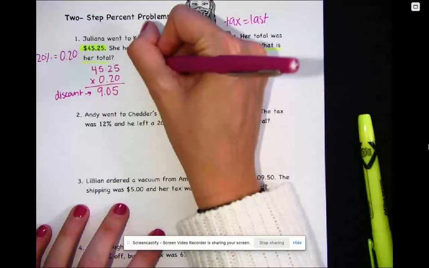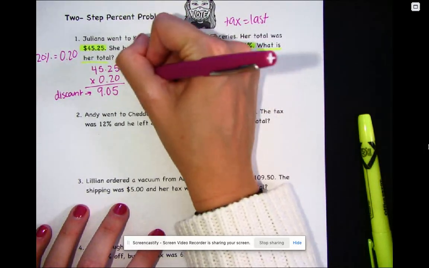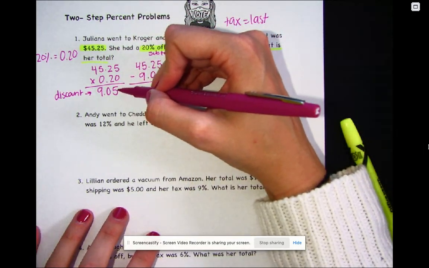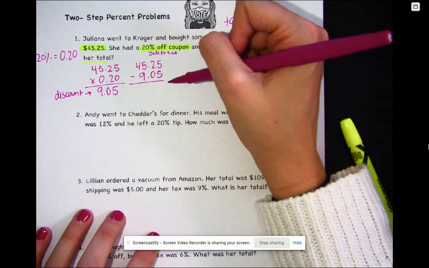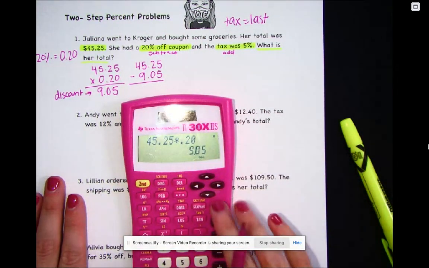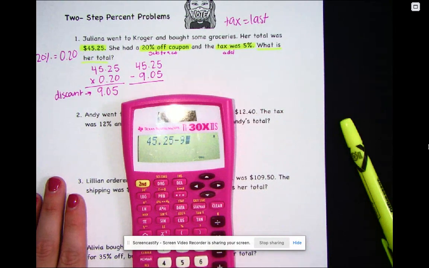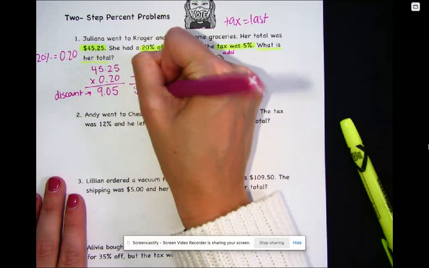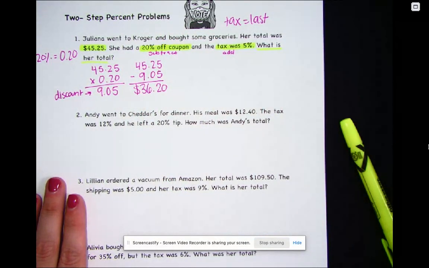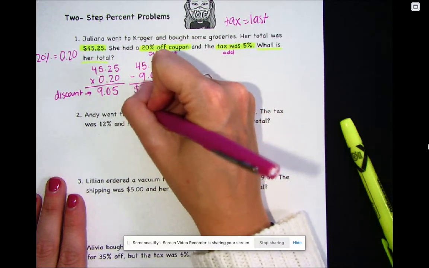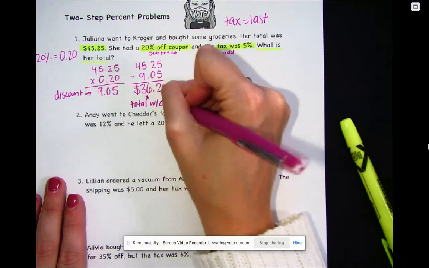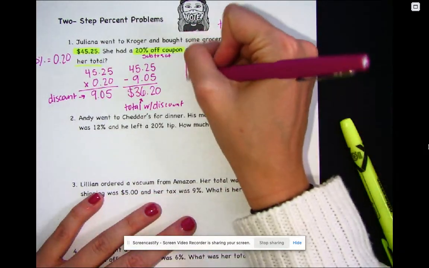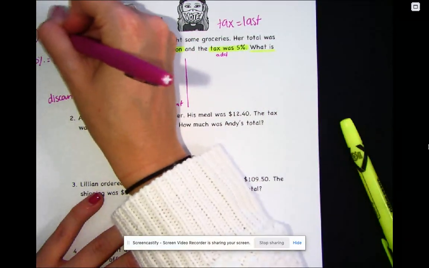What we have to do is take the total again, the same total, and we subtract that discount from the total. So here we were multiplying it to find the discount, and then we have to find the new total with the discount. So again, I'm going to get my calculator and do 45.25 minus $9.05, and I get $36.20. Now, this is my total with the discount, okay? That's my total with the discount. That's going to be my new total that I'm going to add the tax to. So that was part one. Part one was the discount.